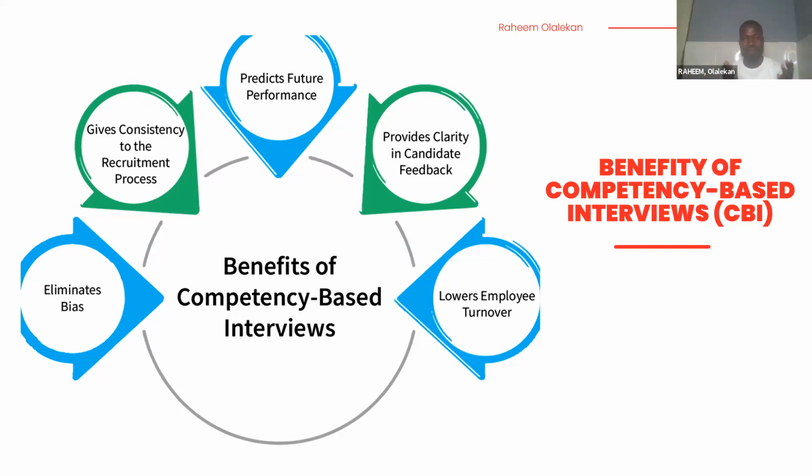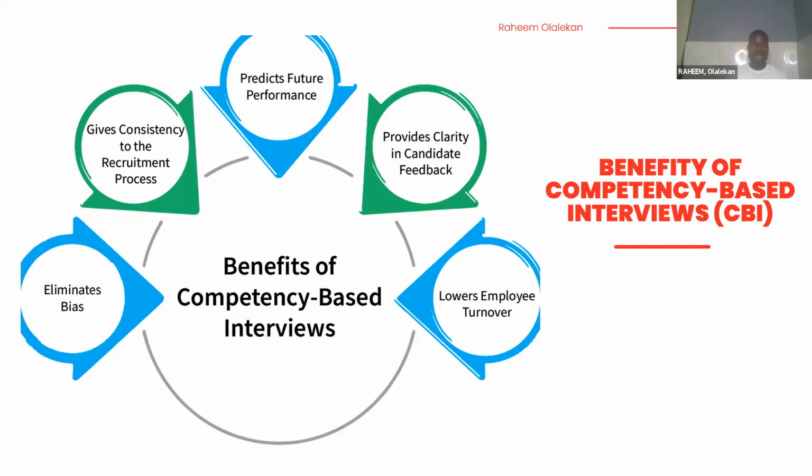So if you are giving the candidate feedback, it will be very clear because you have what you are looking out for. You have the guides, and if the candidates go far below what you are looking out for, and the candidate asks you for feedback, it will be very easy for you as an assessor or as human capital manager to ensure that you give out the right feedback to the candidates. It is used to predict the future performance.